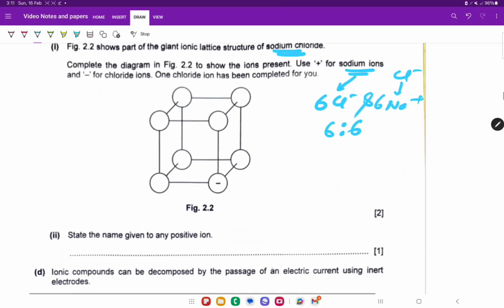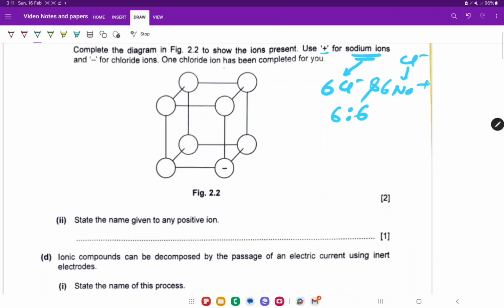We have to complete a diagram to show the ions present. Use plus for sodium and minus for chloride ions. 1 chloride ion has been completed for you. So this is chloride. Then around it will be a positive charge, 1, 2. Each chloride ion has 6: 1 and 2, 1 this side, 3, 1 below, 4, 1 this side, 5, and 1 on the other side, that will be 6. So these are the 4 sodium ions. Then the chloride ion again, minus. Around this chloride ion there will be a positive ion, then a positive ion again here. Then around this positive there will be one negative ion here, and then positive attached with a negative.